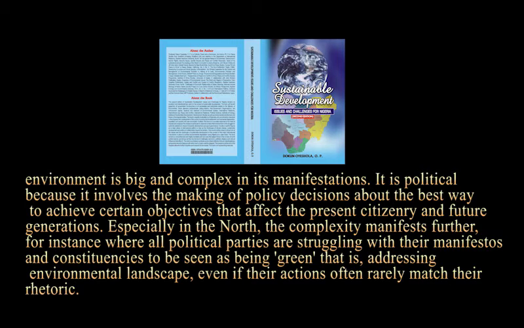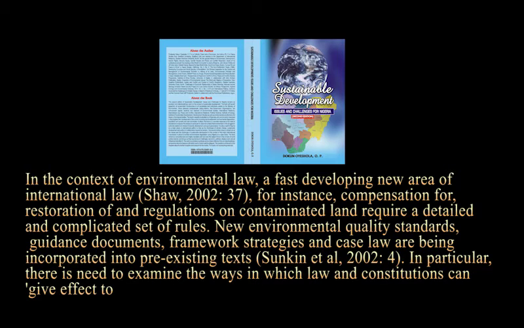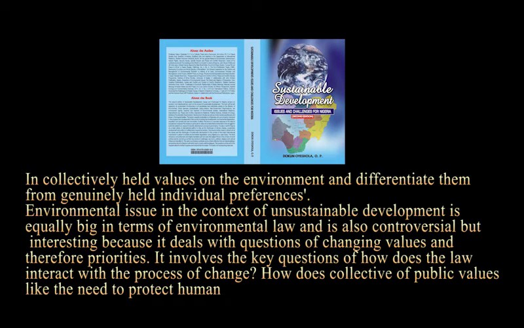Especially in the North, the complexity manifests further, for instance where all political parties are struggling with their manifestos and constituencies to be seen as being green, that is, addressing the environmental landscape, even if their actions often rarely match their rhetoric. In the context of environmental law, a fast-developing new area of international law, Shaw, 2002, 37, for instance, compensation for, restoration of and regulations on contaminated land require a detailed and complicated set of rules. New environmental quality standards, guidance documents, framework strategies and case law are being incorporated into pre-existing texts, Sunkin et al., 2002, 4. In particular, there is need to examine the ways in which law and constitutions can give effect to collectively held values on the environment and differentiate them from genuinely held individual preferences.